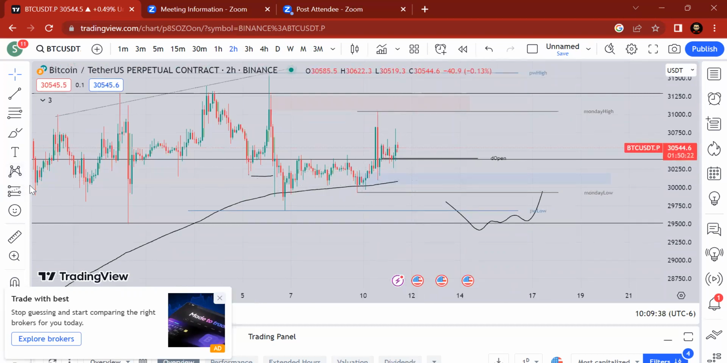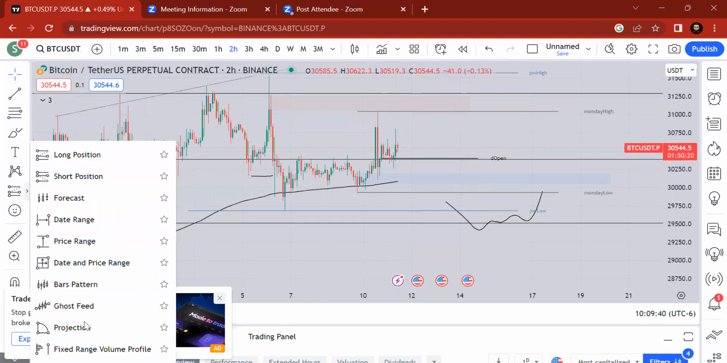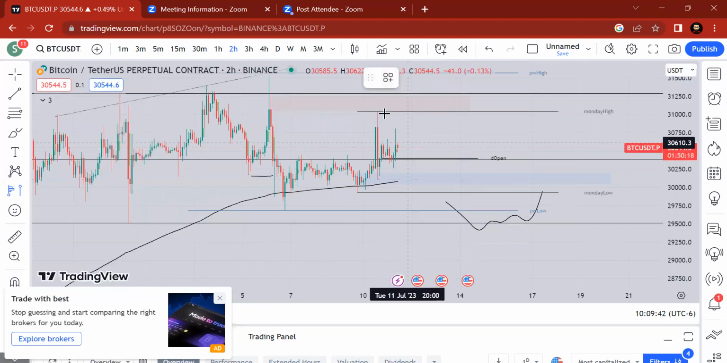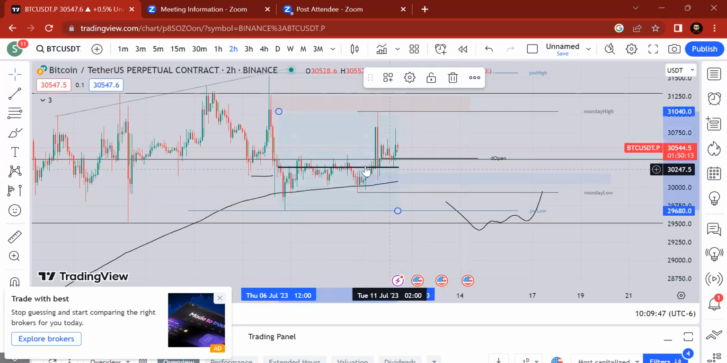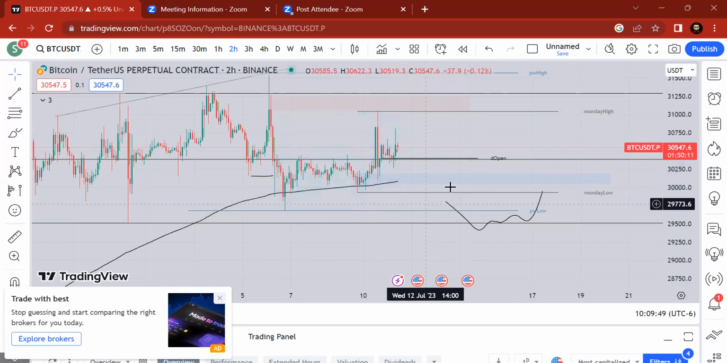If I check out our volumetric zone of this area, that is also lying here. So too many confluences are here. So yes, that will be a good long trigger from here. If it is stopped out, no worries.